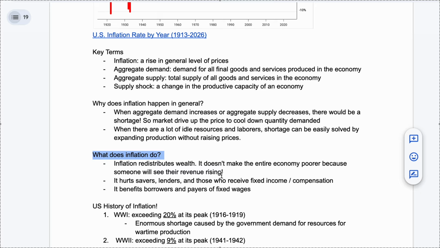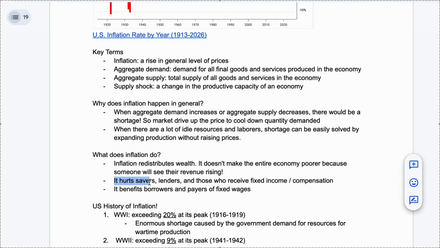It doesn't make the entire economy poorer because someone will see their revenue rising, right? People have to receive the price. There is always someone who receives that price. It's usually firms, right? If price is surging, consumers are paying more than before, which means firms are receiving more revenue than before. So in that way, the redistribution happens. So people could get poor. That is true. A lot of people can get poor as a result of inflation, but some other people will get richer. That's the reality.